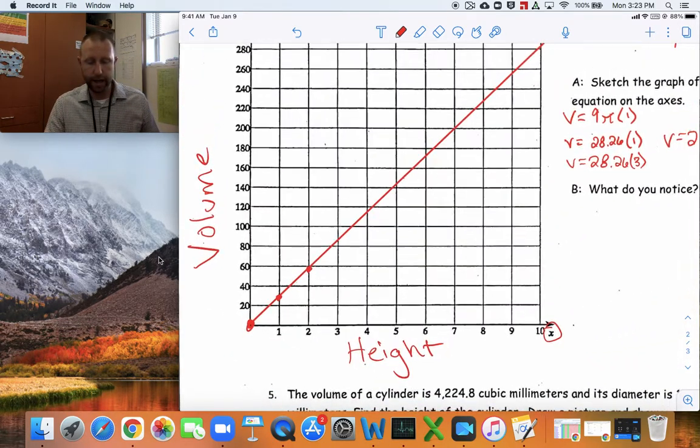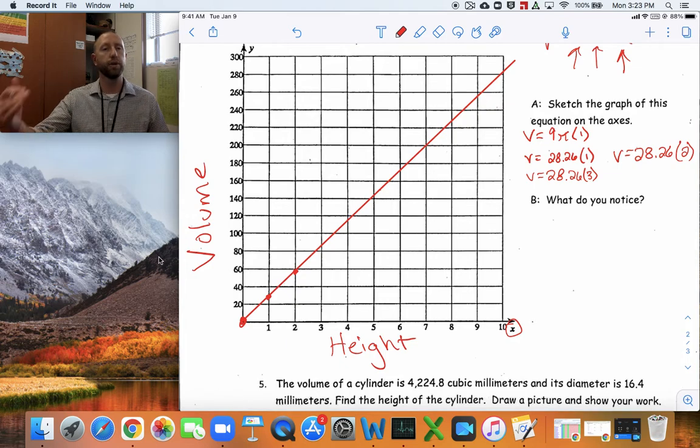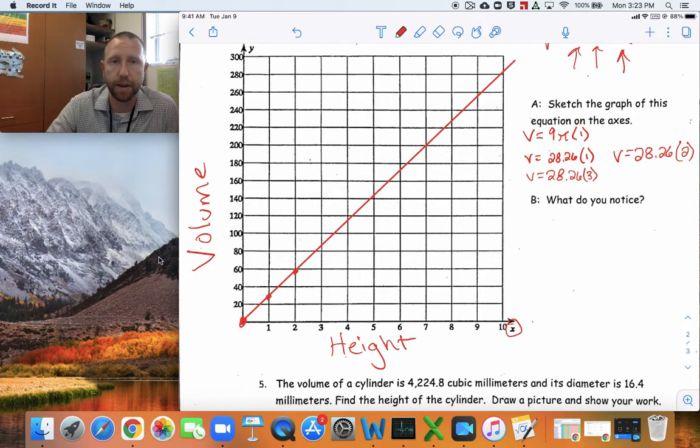Okay, your line, when you graph all of those points, when you put in all of those different values for h for that equation, it should give you a line that looks something like this. Okay. So now that I have that done, what do you notice? In other words, how would you describe this graph? This is a function. I told you that it's a function. What kind of function is it?